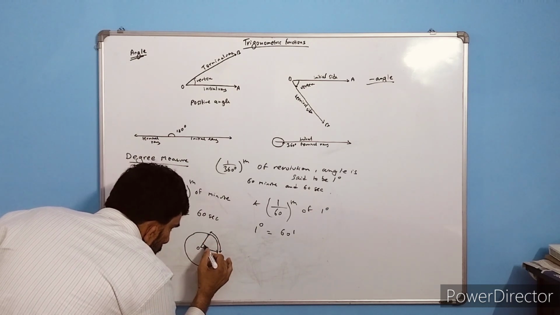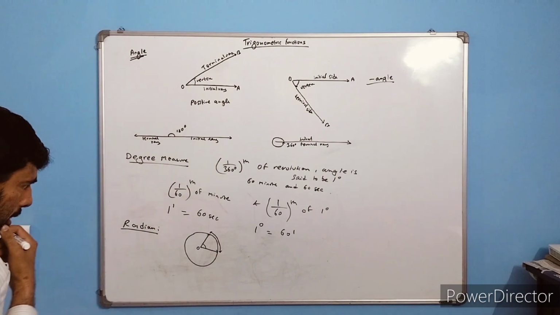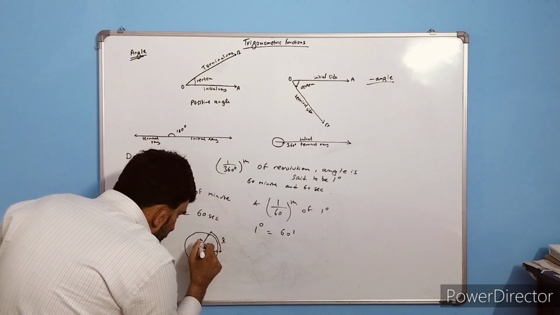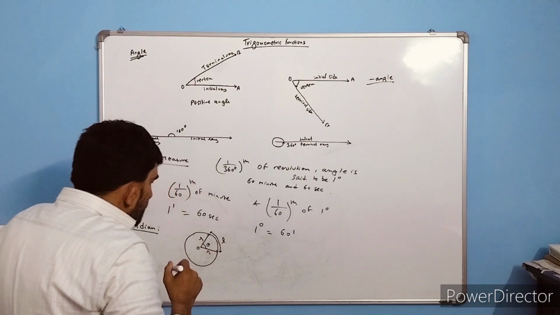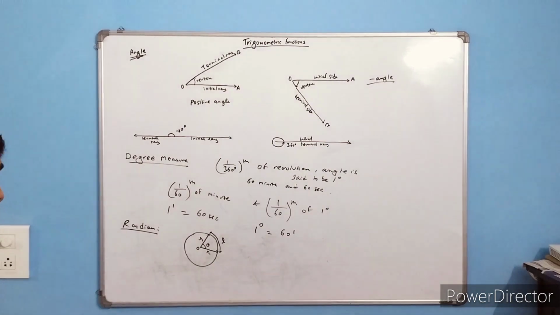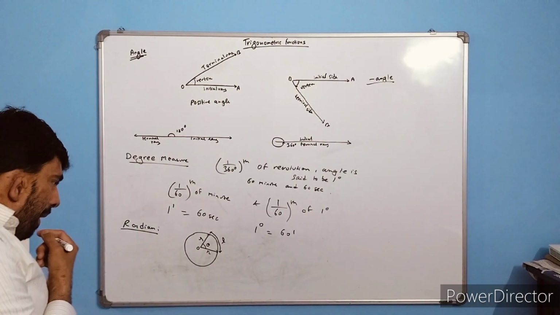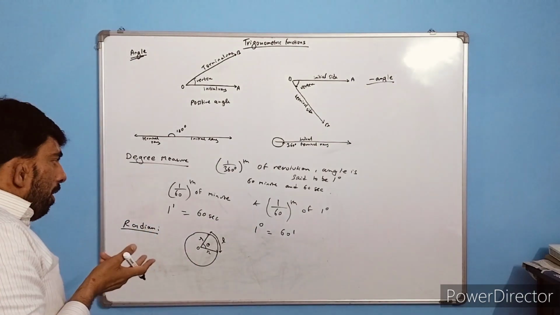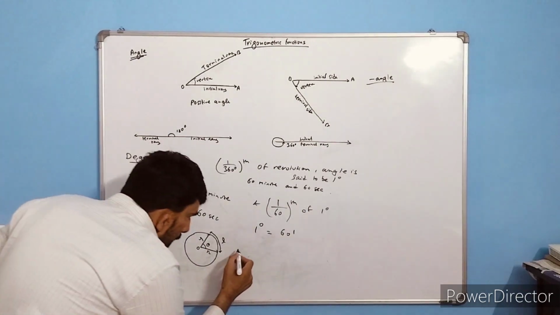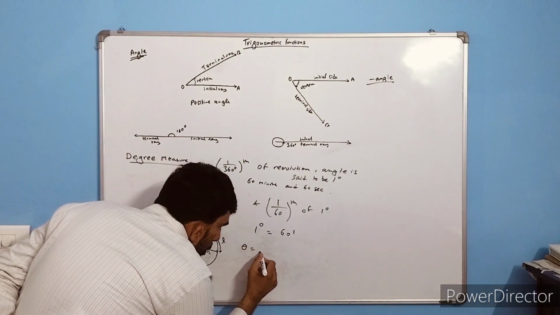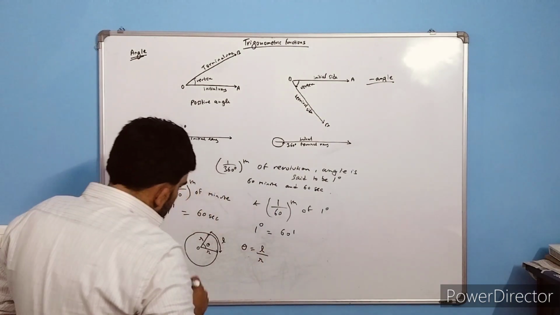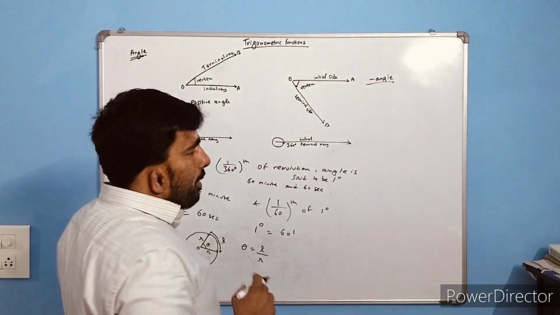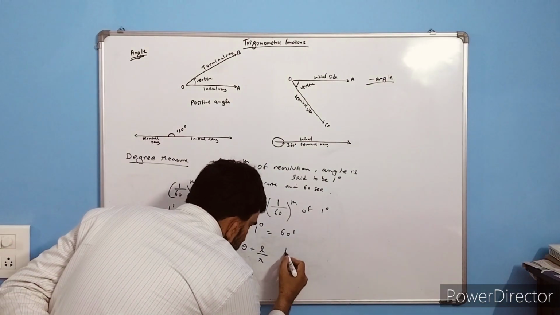If I say theta, that is L, that is R. So we can say that the radian is the angle subtended at the center by an arc of length L having radius R. Here I can find the value of theta also, that is L upon R. I am telling directly, or else I can also depict it.